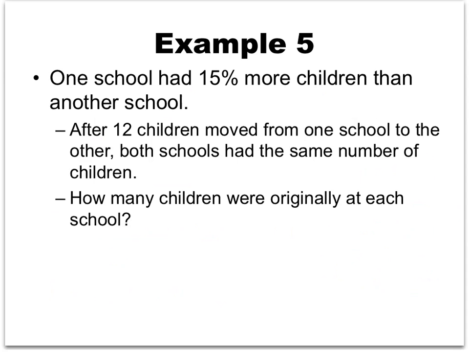So it says one school had 15% more children than another school. Now 15% is going to be a little bit different than we worked with before, because on all the problems we worked with before we dealt with multiples of 10%. 15% is like 10% plus another half of a 10%, so we'll have to take that into account. After 12 children moved from one school to the other, both schools had the same number of children. And then how many children were originally at each school?